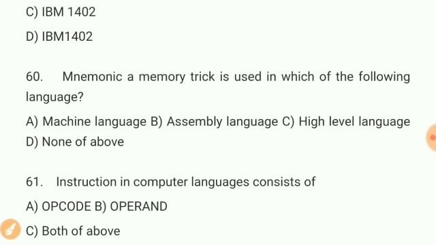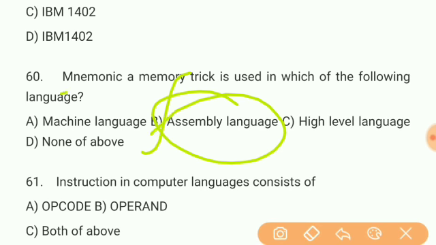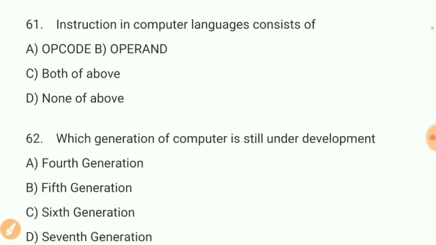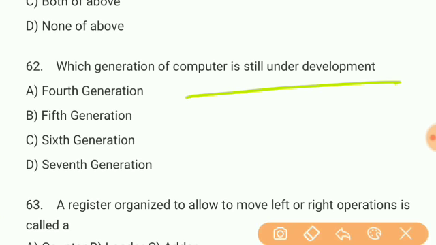Then the mnemonic memory trick is used in which of the following languages? It is used in assembly language. Then instructions in computer languages consist of an operator and operand. Then which generation of computer is still under development? It is the 5th generation of computer.